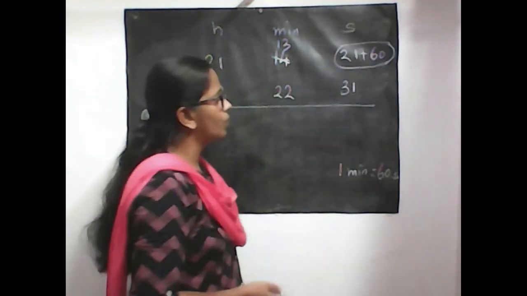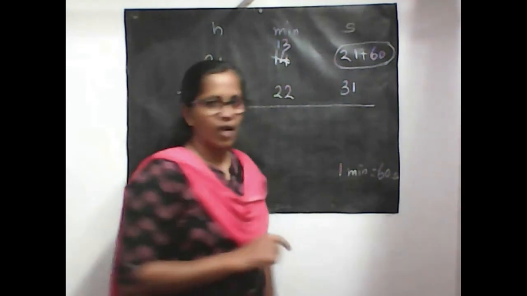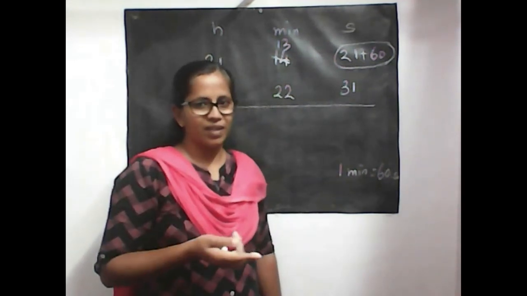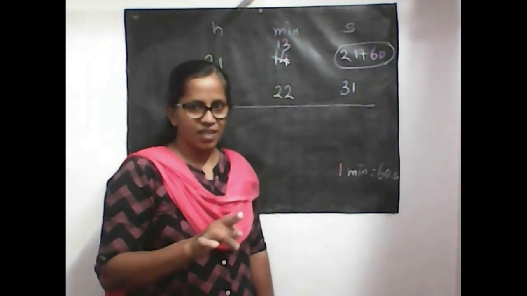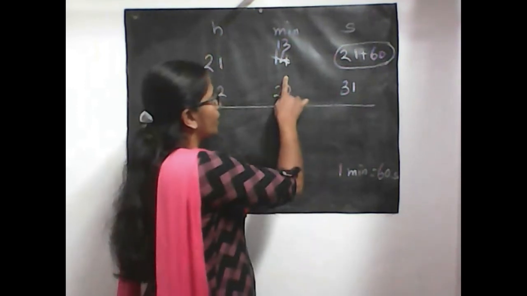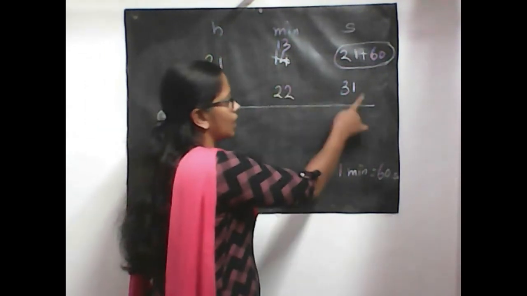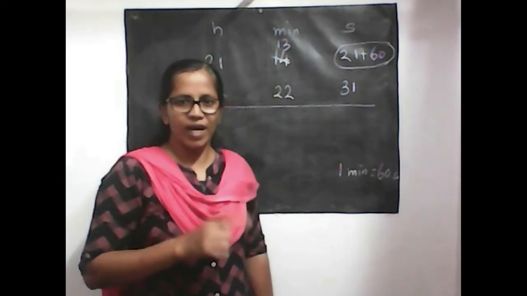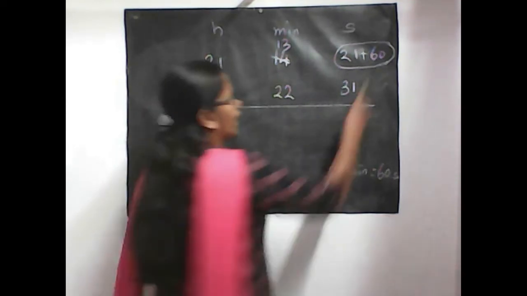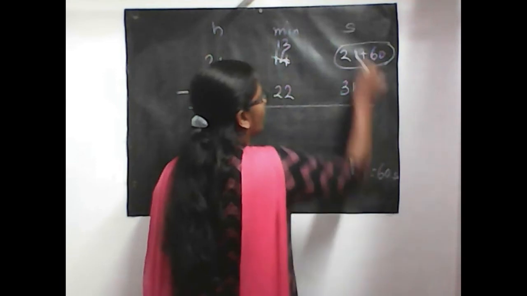In order to make this greater one, we are not adding 1 to the number. We are adding 60. It is because we are borrowing from minute 1. 1 minute is equal to 60 seconds. That's why we are adding 60 with that. Add 60 to the working column and write the answer here.